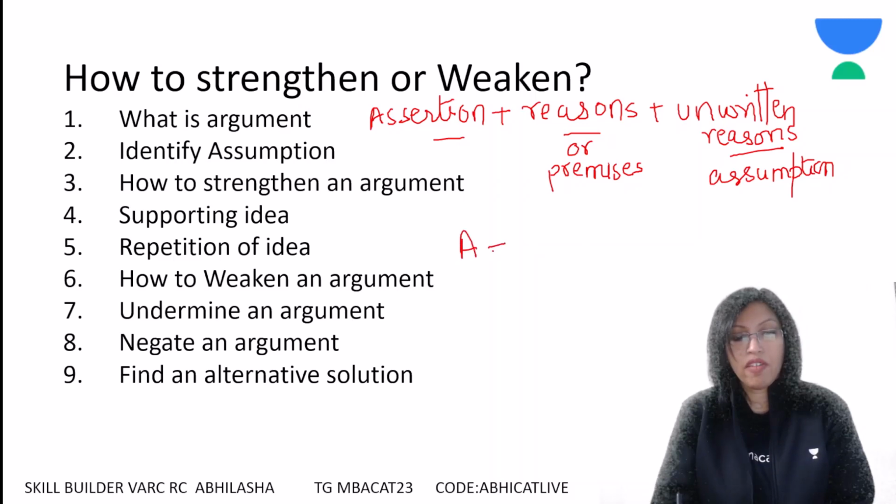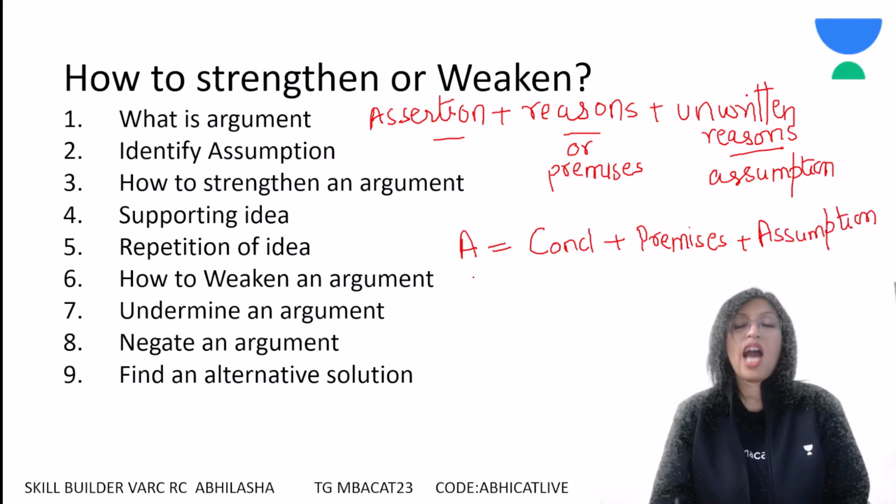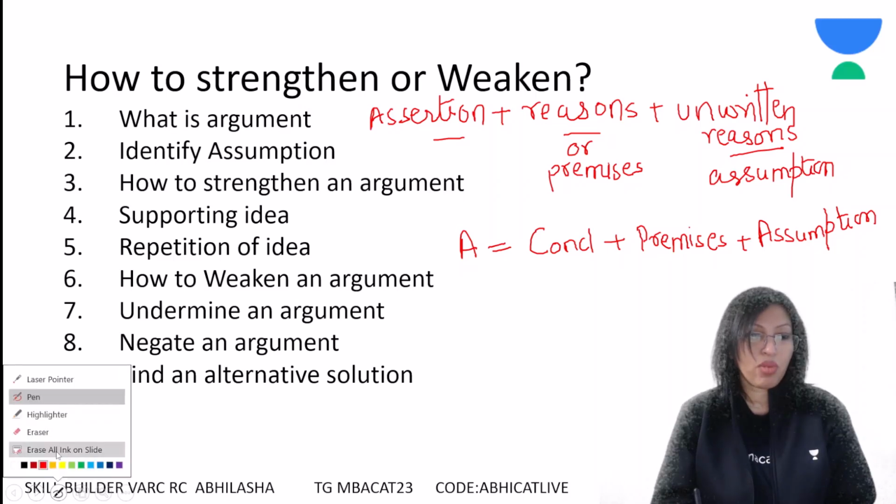An argument will be the author's assertion or conclusion, which will be combined with his premises or his reasons for something, and along with some assumption that he has made, which he may or may not have written, but it is the assumption. So this is an argument, a set of statements that will be focused towards conveying an idea and then giving you reasons for it or against it. So this is what your argument is. Now, let me quickly erase this and I'll come to the next portion.